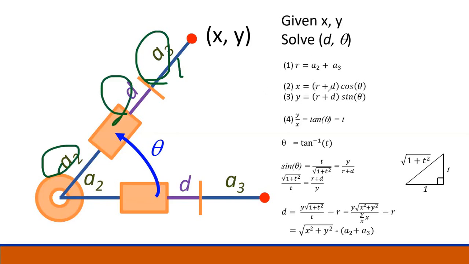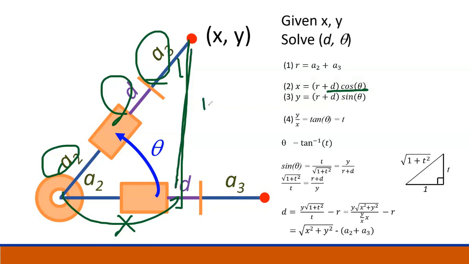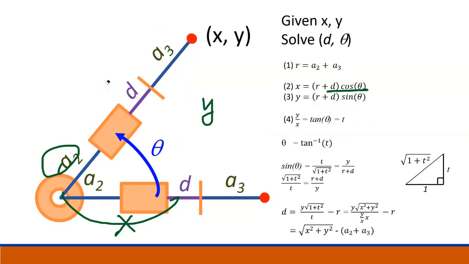So R plus D times cosine theta should be the X right here. This is the amount of X. R plus D times sine theta, that is the amount of Y over here. And then your angle, Y divided by X, is your tangent theta. Let's call it T. So basically your sine theta should be T over the square root of 1 plus T squared, because it's a triangle.